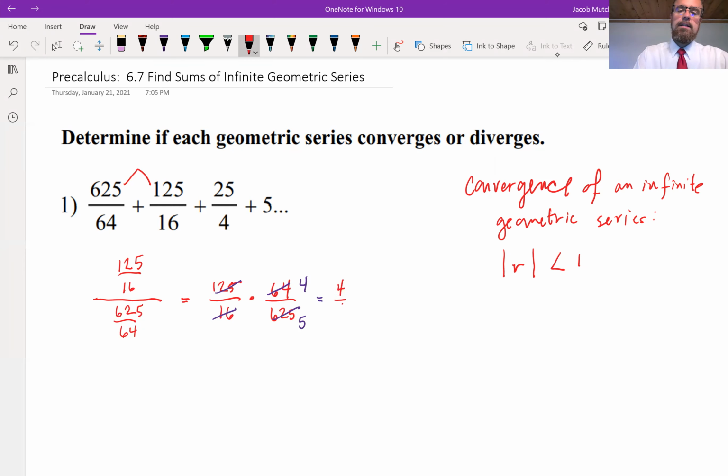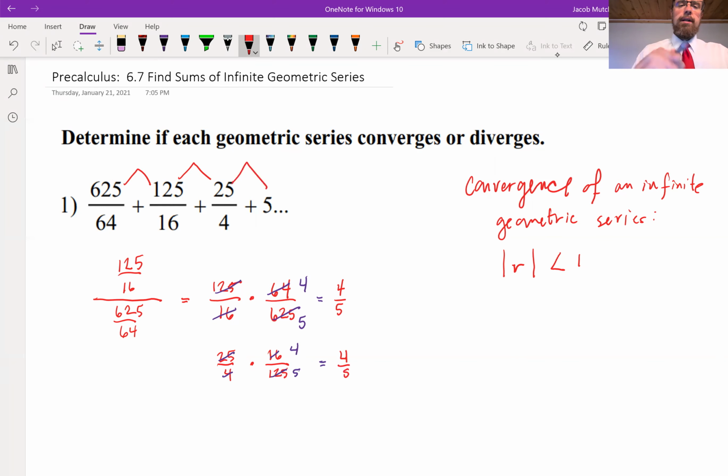Let's see if that's consistent. I'm going to take the next pair of terms in the series, so again, 25 over 4. With the same setup, I want to divide by the previous term, but again, I'm going to convert to multiplication and multiply by the reciprocal of 125 over 16, which is 16 over 125. Again, we want to reduce that. 16 divided by 4 is 4, and 125 divided by 25 is 5. We see that that is confirming what we saw with our first division.